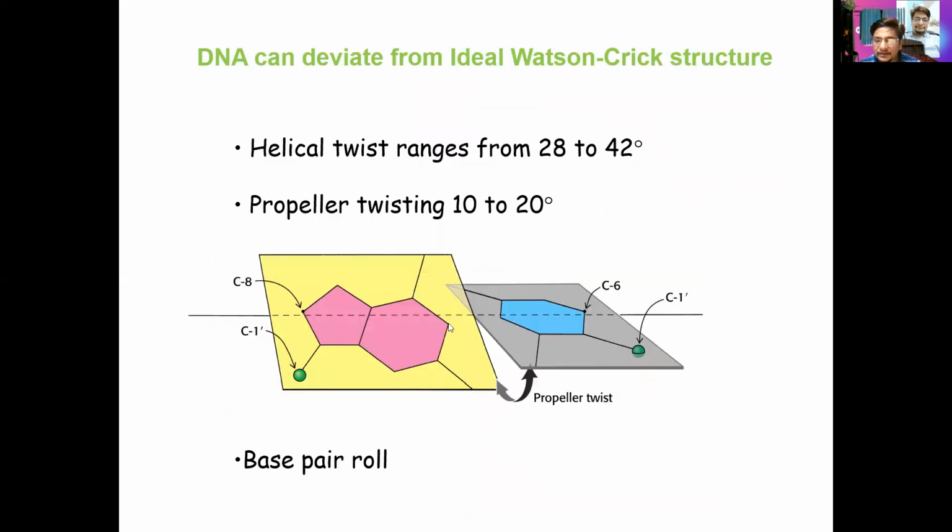One more thing, that twist you can see over here, this angle is the propeller twist, which could vary from 10 to 20 degrees, whereas the helical twist in the Watson Crick structure could be around 28 to 42 degrees.